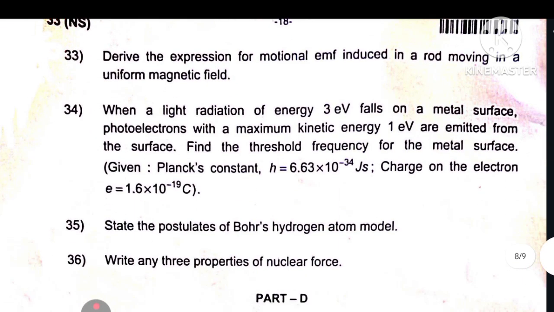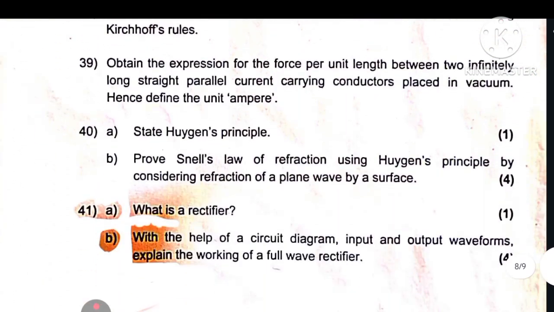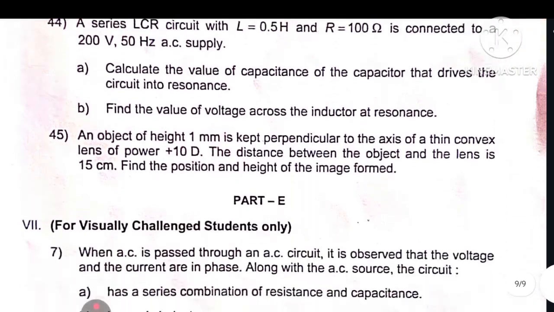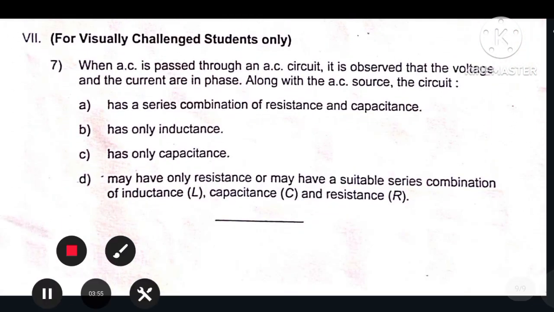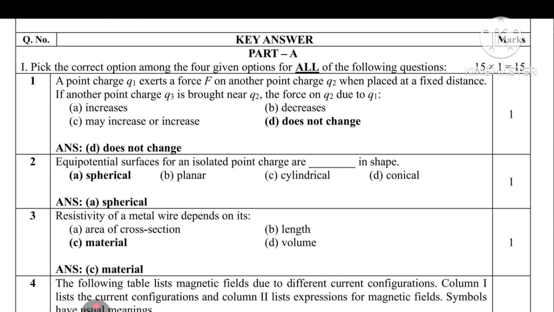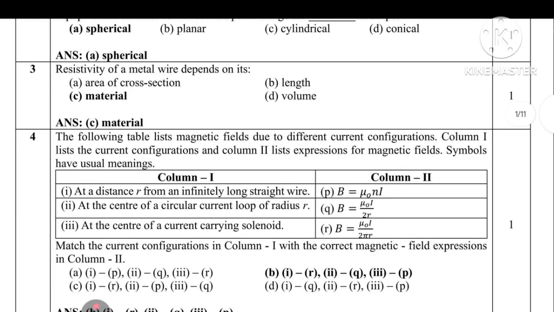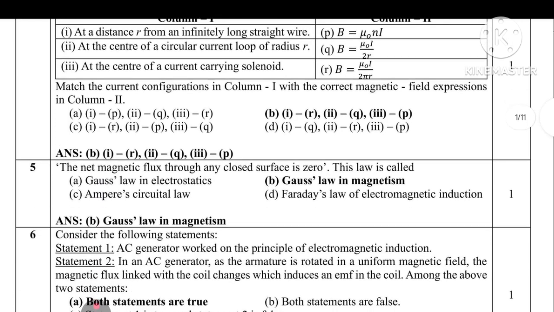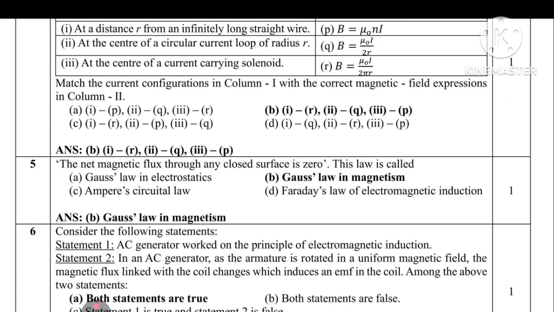Now I will just scroll the paper to show you the answers. Now the answers you can see. Coming to the answers part, see how they have written the answers. I will start with the MCQ questions here. The first answer is D, does not change, and the second option is spherical. The third option is material, and the fourth option, you can see, is option B. And coming to the fifth question, Gauss law in magnetism is the correct answer.